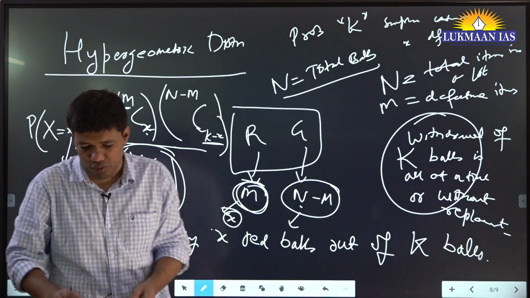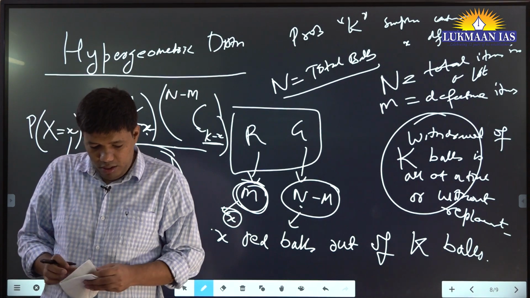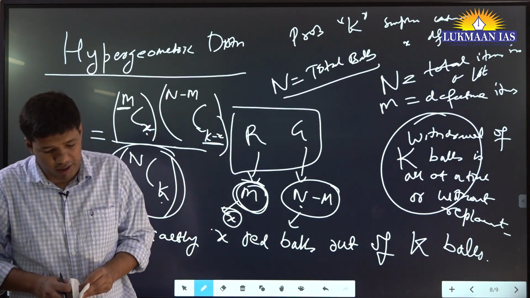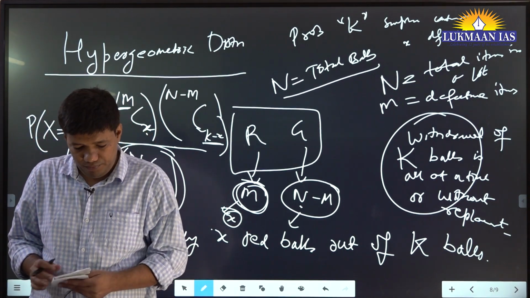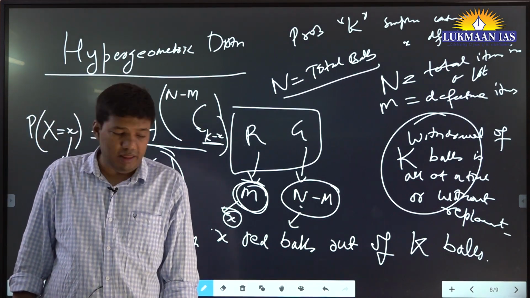Now please write the values. Suppose the lot size is 25, N is equal to 25, and the sample size is 10.